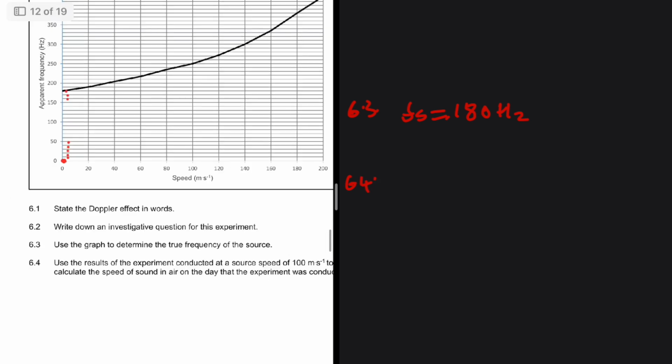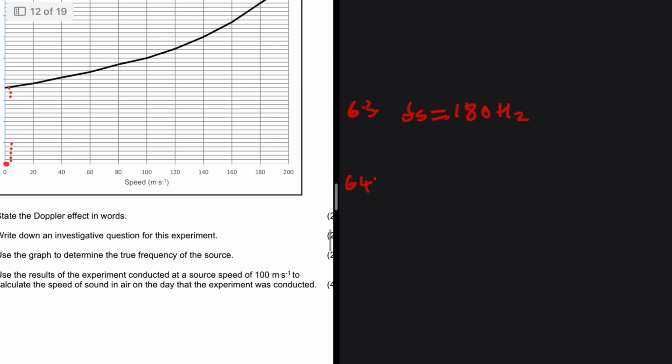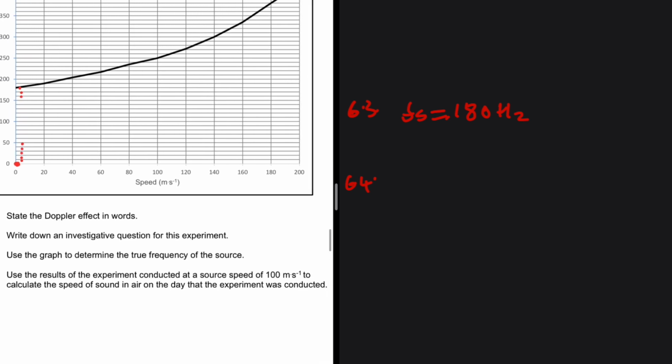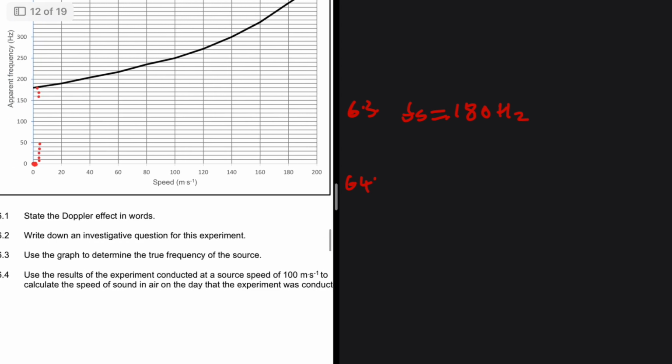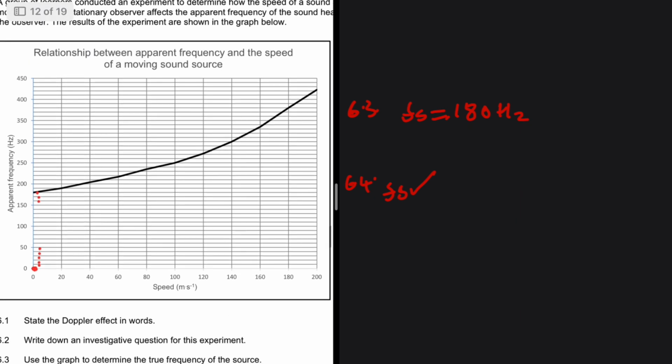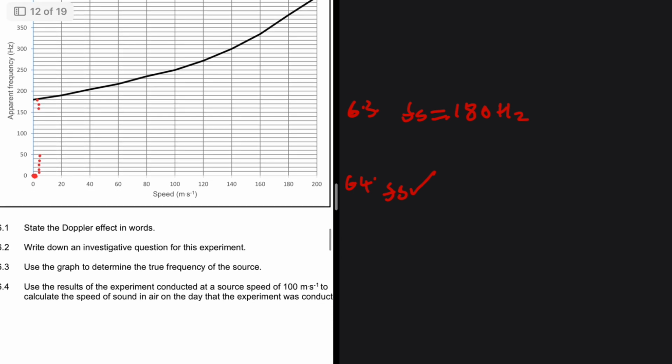6.4. Use the results of the experiment conducted at a source speed of 100 meters per second to calculate the speed of sound in air on the day that the experiment was conducted. So, right, let's take a look and see what is happening. We know that we have Fs because that is the true frequency of the source. So what's moving here? Let's look at the relationship between apparent frequency and the speed of a moving sound source. So we have Vs, it is the sound source that is moving.